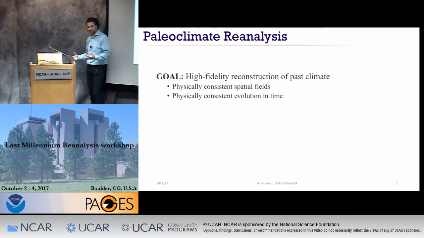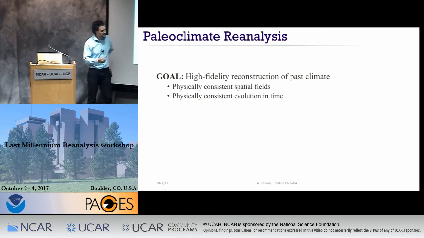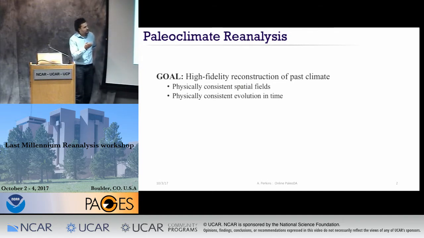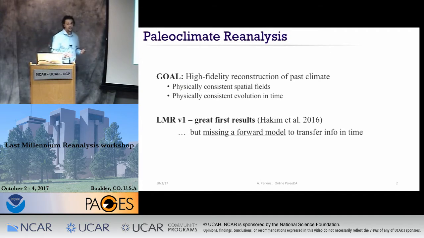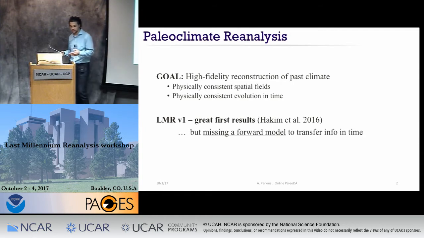We're looking to provide the best damn reconstruction we possibly can. We want to have fully physically consistent spatial fields, but also we want to have those spatial fields and how they evolve in time correct. Luckily, with DA, you get some of this in the model. And for our very first results, the LMR version 1, which was in the 2016 paper, they were really good. When we validated against the instrumental record, everything came out, it worked. It was kind of amazing for a first pass at what we were doing with this.